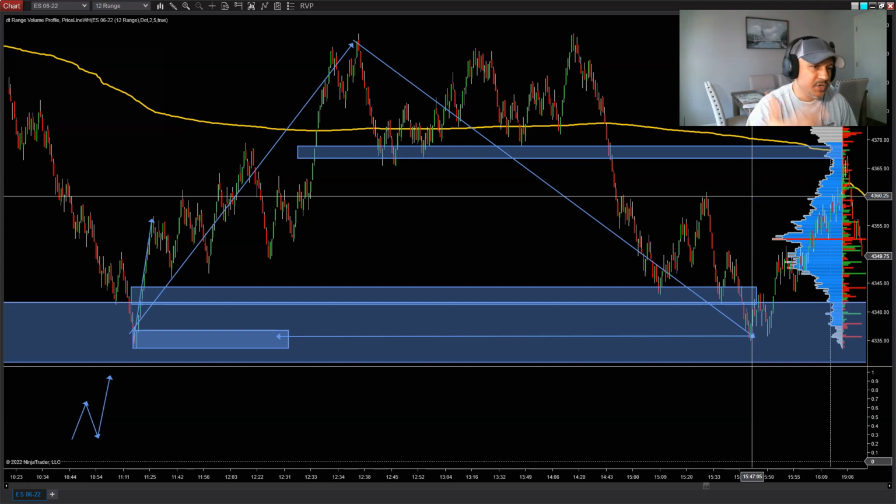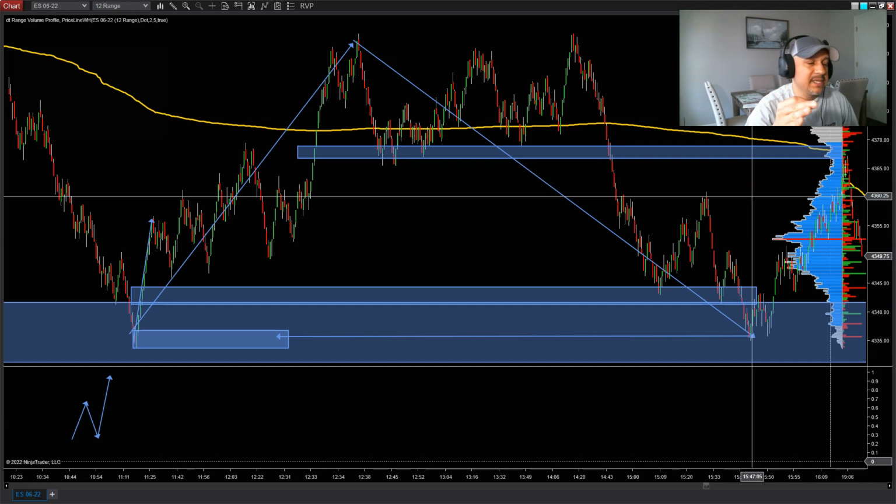So step one, look for demand or supply on the higher time frame and mark that zone. Step two, scale down to your lower time frame, your anchor chart, your 12 range. Part A of step two, on the 12 range, is to see if price is making structure to the upside, in this case off an area of demand, making a higher high, higher low, higher high.